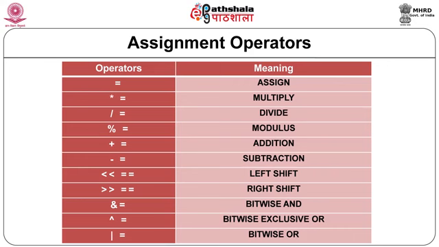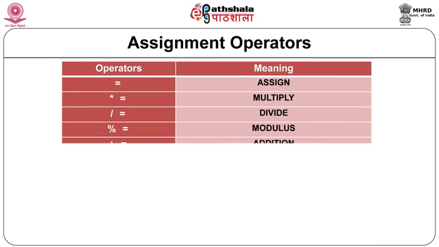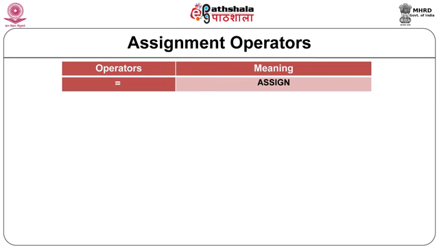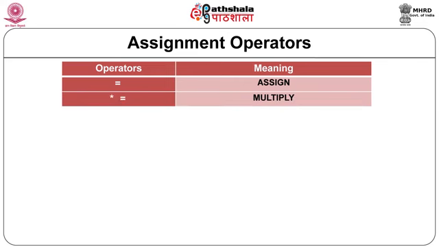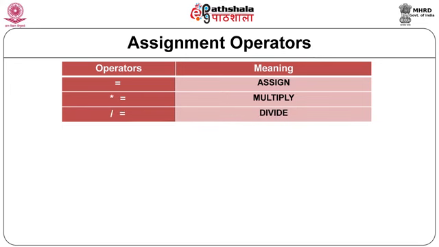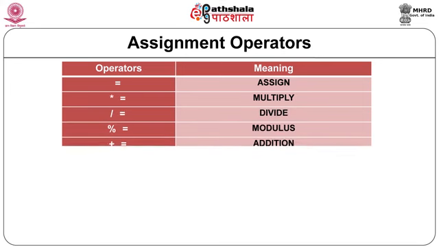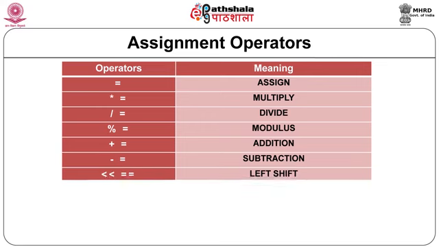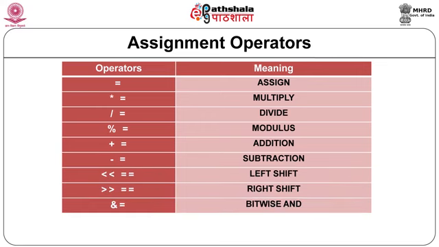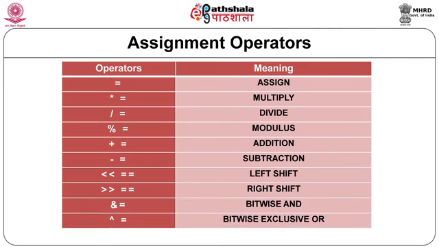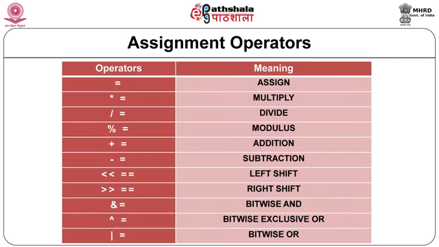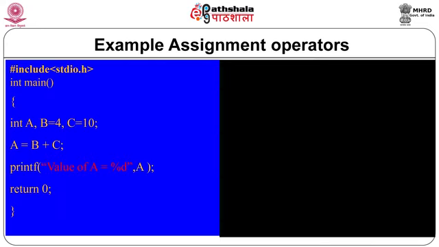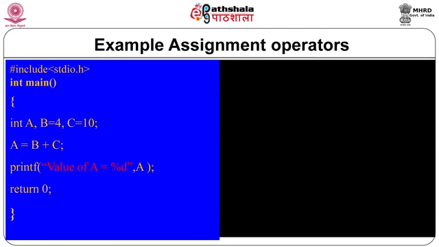Here I have given list of various assignment operators like equal to symbol for assigning, star equal to for multiplication, for division symbol is there, modulus, addition, subtraction, left shift, right shift, bitwise AND, bitwise exclusive OR and bitwise OR. So these are the various assignment operators. Now let us see simple example on assignment operator. Here I have given simple program which will elaborate use of assignment operator.